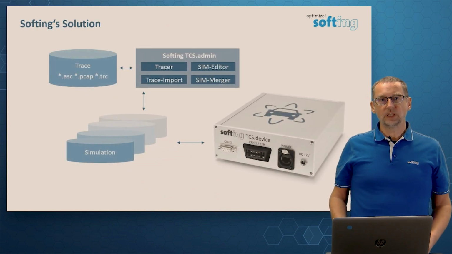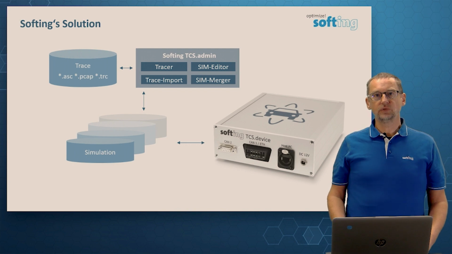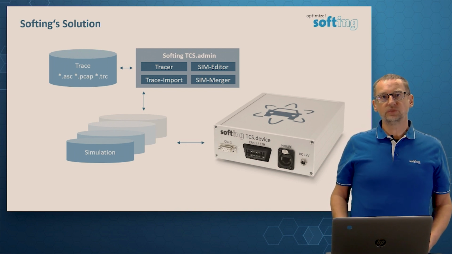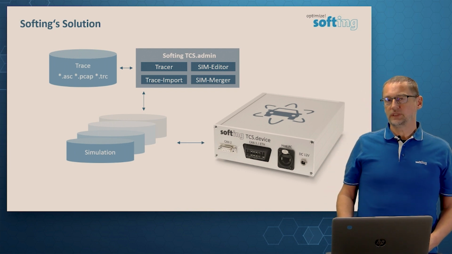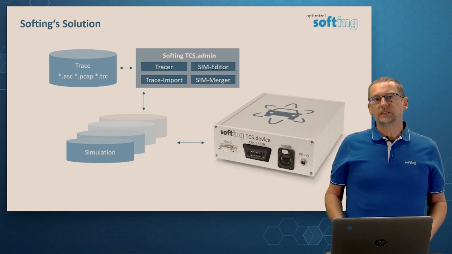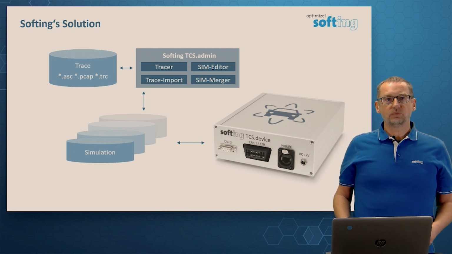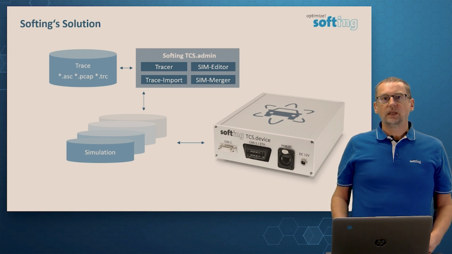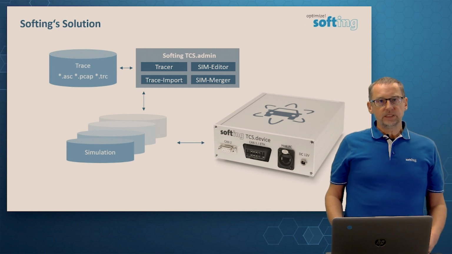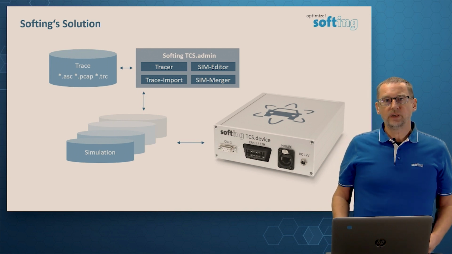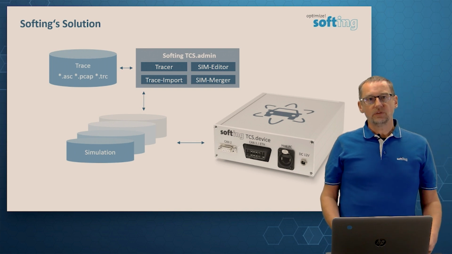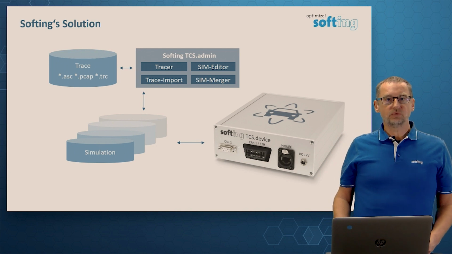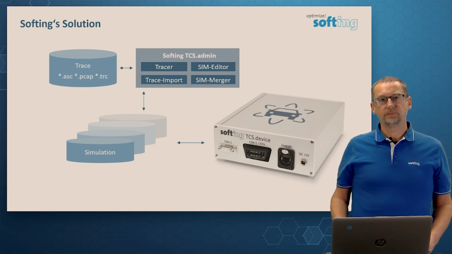The solution is a simulation that recreates the control unit or the vehicle in relation to the diagnostic behavior. An example of such a diagnostic simulation is Softing TCS. The solution consists of 3 building blocks. The first one is Softing TCS admin, the configuration interface for simulation files. Softing TCS device represents the hardware for the simulation of vehicles or ECUs. And Softing TCS Test Bench enables integration into test automations.